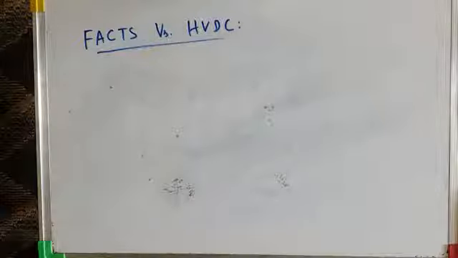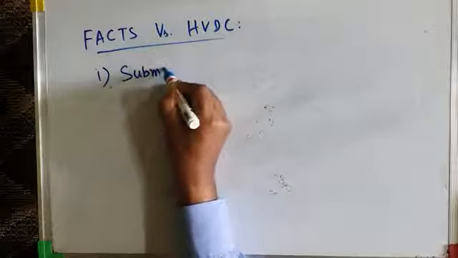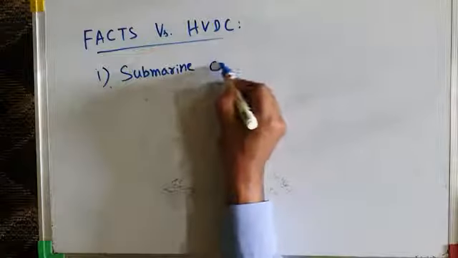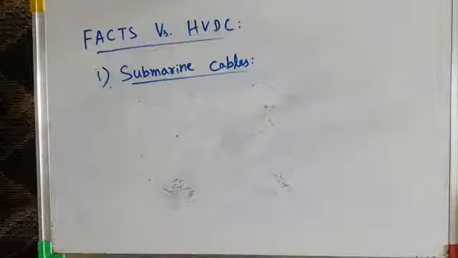In order to make a comparison between the two technologies, let's take a few points. First of all, we will take their comparison as far as submarine cables are concerned. We may have to transfer power through submarine cables. In this case, AC cables have large capacitance and they require large charging currents. I have already discussed this in HVDC systems last semester. As far as AC cables are concerned, the capacitance between the conductors is very high, and these AC cables require large charging currents.